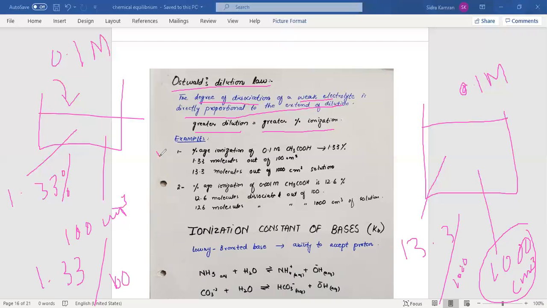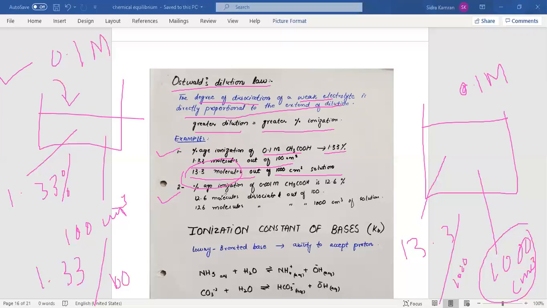Here you can see the examples. The first example is the same one as I have given here. Percentage ionization of 0.1 molar acetic acid is, for example, 1.33%, which means 1.33 molecules out of 100 are dissociated or ionized. If there is 1000 centimeter cube of solution, then 13.3 molecules will be ionized. So by dilution, more molecules will be dissociated.